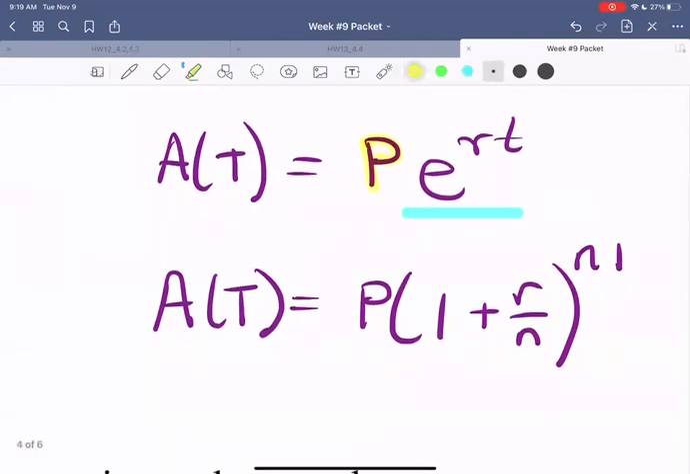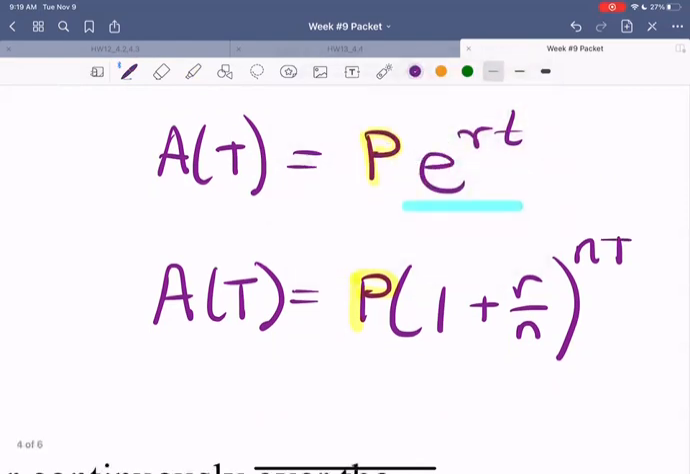We also looked at accounts that compounded interest in different chunks of time, in increments of n, so maybe quarterly, maybe daily. And so we had a formula here. Now, again, these are great formulas, but they assume that we started with a principal investment and don't make any more contributions or take money out of the account.